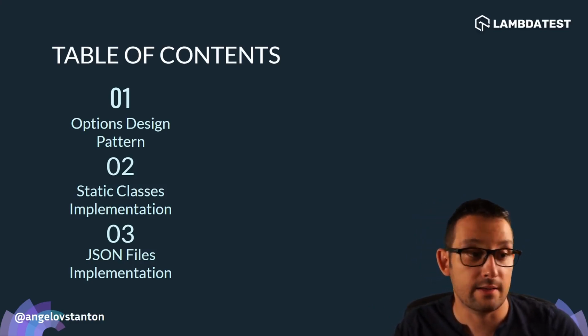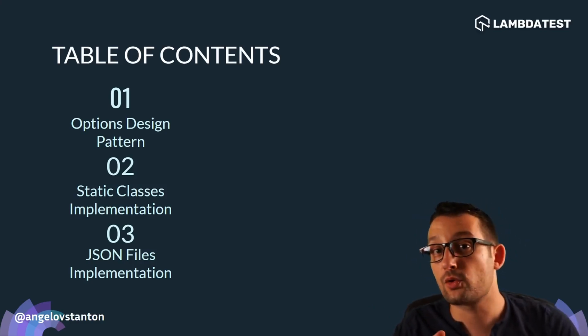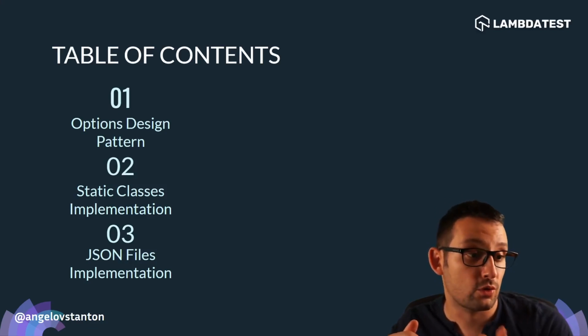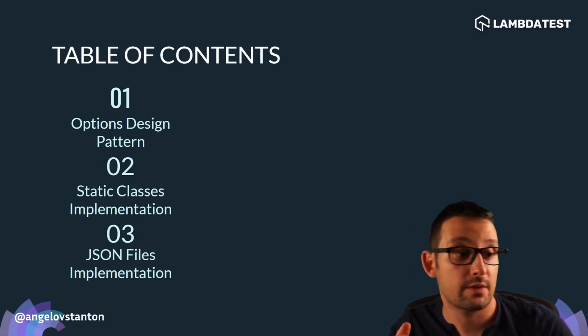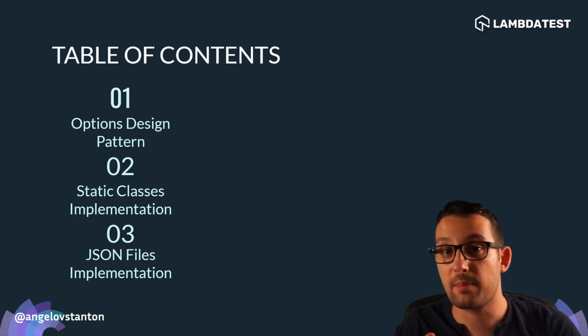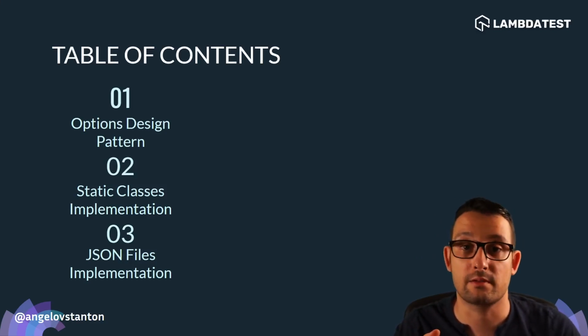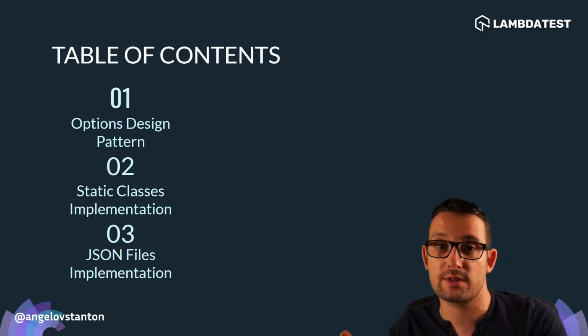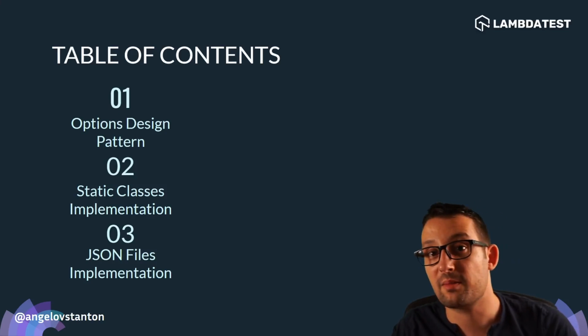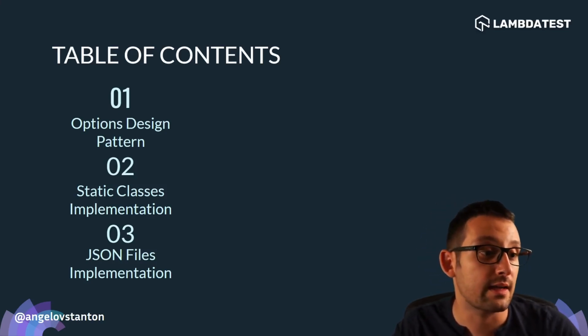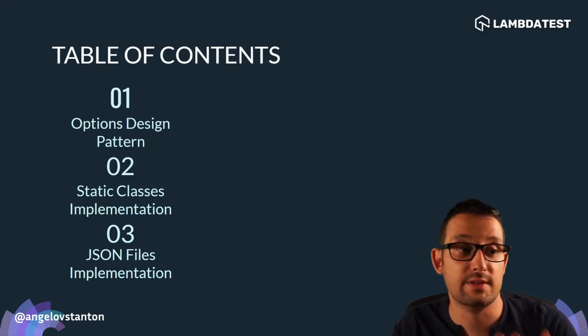An easy way: we can do that through static classes, I'm going to show you that, and also through JSON files. And we are going to use a pattern called options design pattern. Actually, partially we use it, but we haven't implemented it fully. In a second, I'm going to explain what this is.